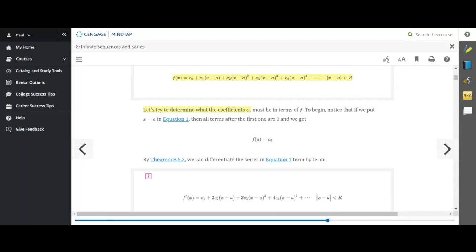Let's put in x equals a in the highlighted power series for f of x above. So we can let x equals a, and if we substitute in x equals a in the power series above, in that case the first coefficient is equal to f of a. It's really not a coefficient, but they call it that. Now let me show you why that's true.